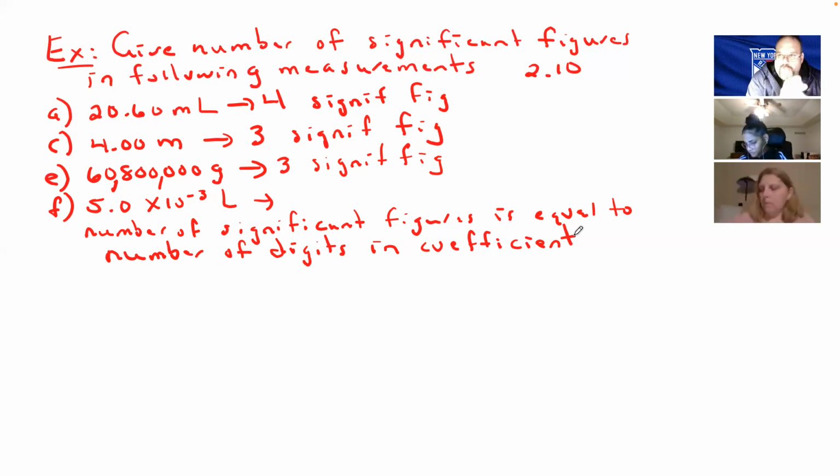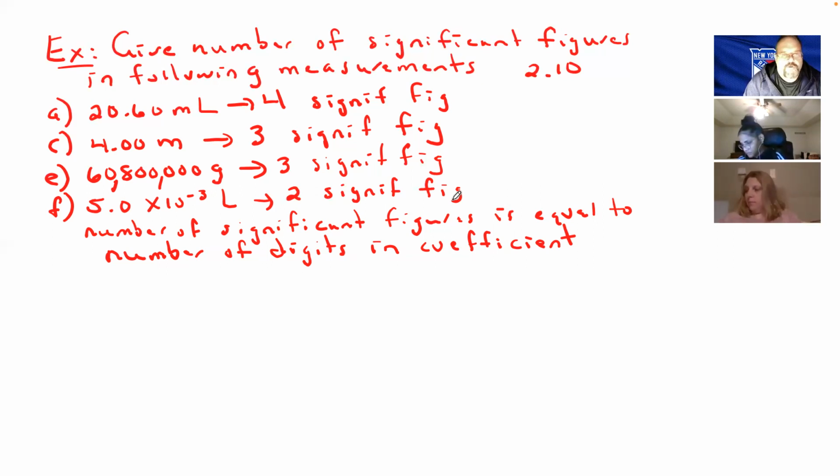Now remember, when you have a number in scientific notation, there's always 2 parts. There's the coefficient, and then there's essentially the power of 10. To figure out the number of significant figures in a number in scientific notation, all we have to do is look at the coefficient. How many digits are there? In this case, there are 2 digits, a 5 and a 0. And therefore, what that tells us is this number is going to have 2 significant figures. That's it. All right, so just keep that in mind when you're looking at a number in scientific notation.